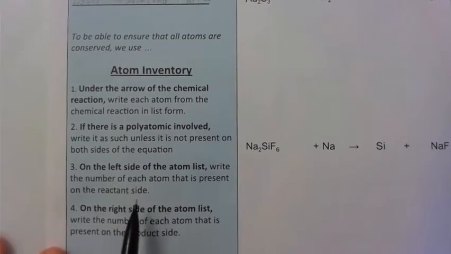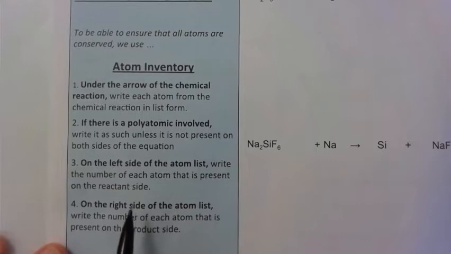And then on the left side of the atom list, we're going to write the number of each atom that's present on the reactant side. And on the right side of the atom list, we're going to write the number of each atom that's present on the product side.